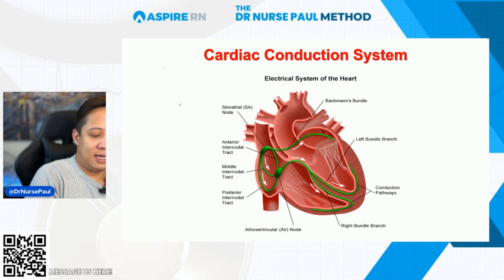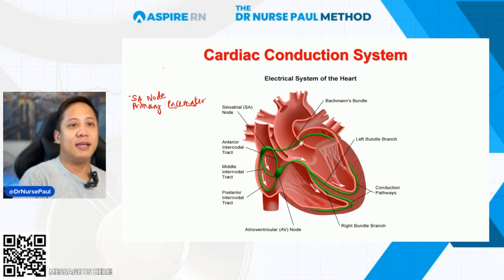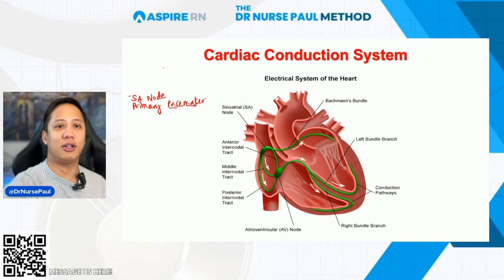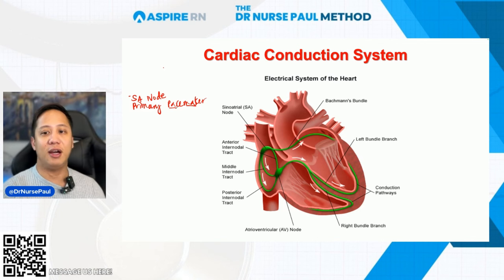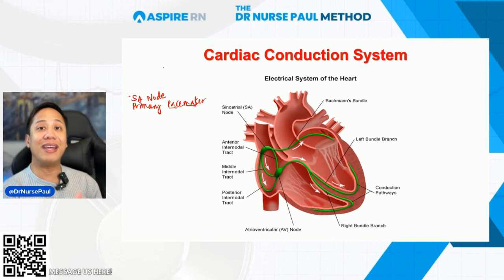All right, so let's talk about the SA node, guys. SA node is otherwise known as the primary pacemaker, right? When we say pacemaker, with the word itself, it makes the pace, right? It creates or generates the electrical conduction for the heart. It mainly controls the rhythm of the heart conduction. We're talking about electrical firing, okay? So that's why it's called primary, all right? SA node should always, all the time, control the rate and rhythm of the heart.